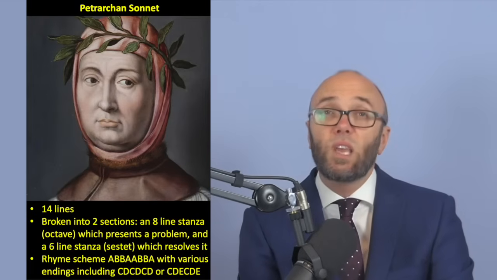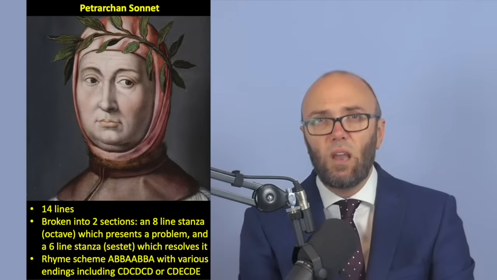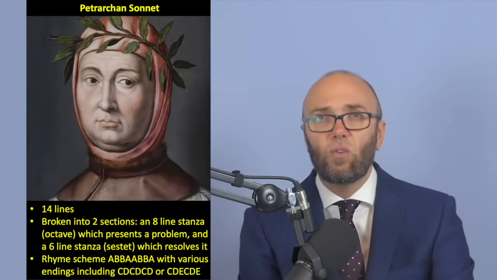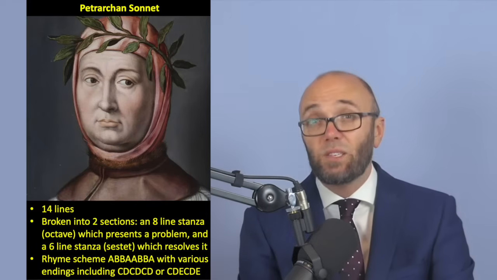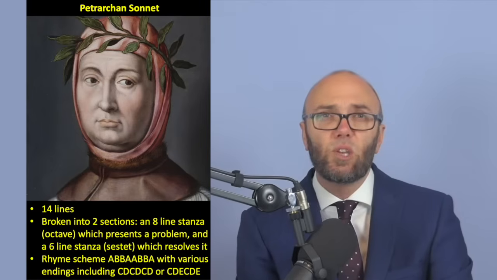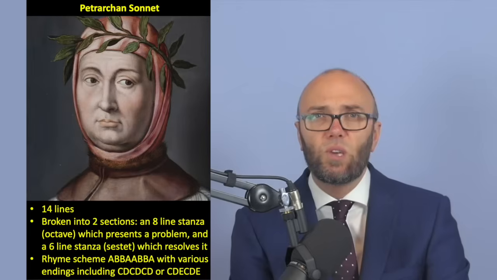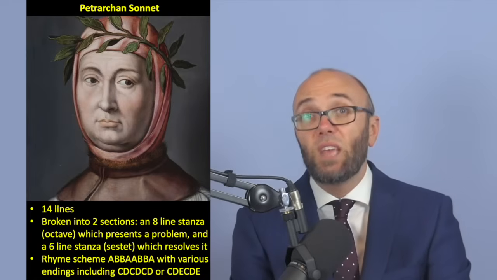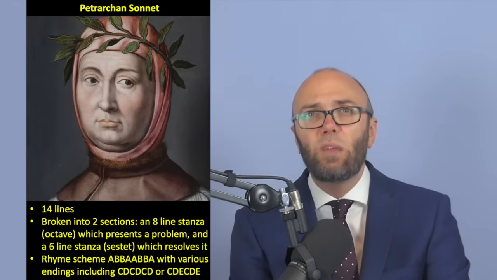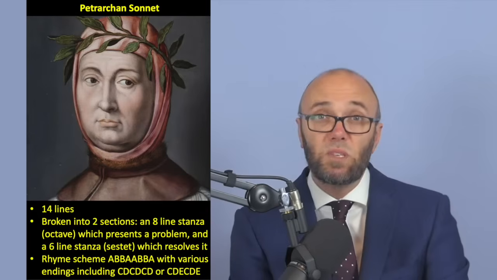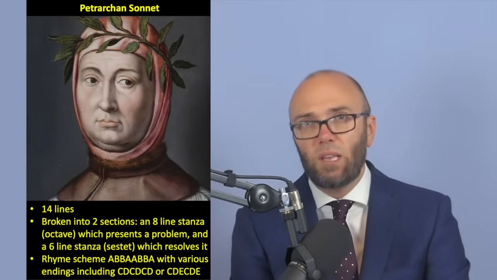A Petrarchan or Italian sonnet has 14 lines. The first 8, known as the octave, present a problem. The last 6, known as the sestet, present a solution to that problem. In line 9, we have a volta, a sharp twist or turn, and the octave, the first 8 lines, always has an ABBA, ABBA rhyme scheme, and the rhyme scheme of the sestet can vary.